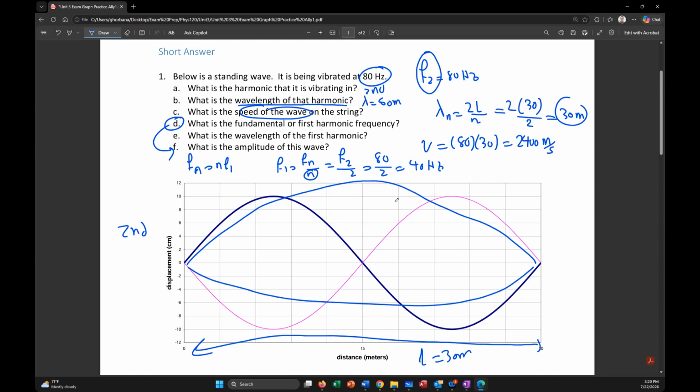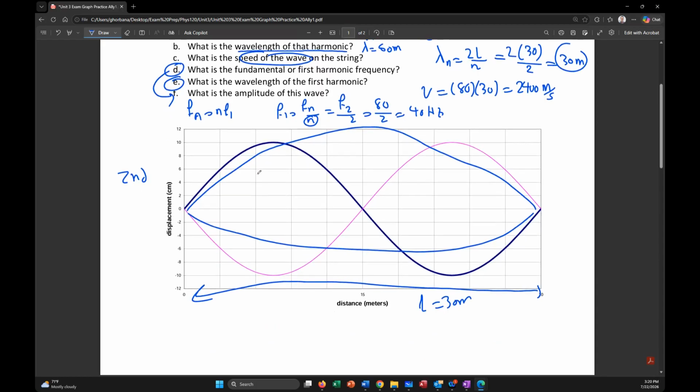And part E asks what is the wavelength of the first harmonic? Again, we can use the formula. Lambda n is going to be 2L divided by n. Lambda 1 is 2L divided by 1. What is L? L is the length, which is 30. So 2 times 30 divided by 1 is going to be 60 meters. There you go. The wavelength of the first harmonic is 60 meters.